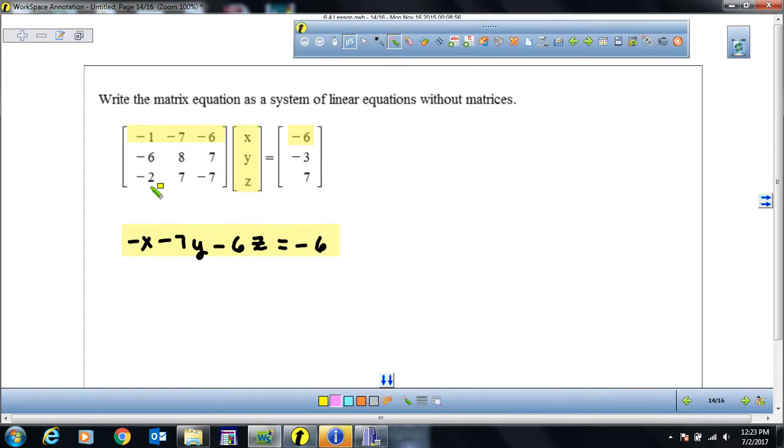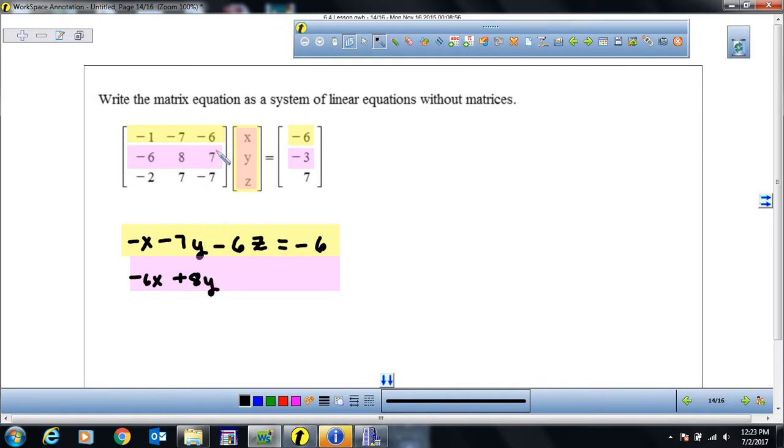Now we're going to do the second row. Second row times the column is going to give us the second equation. And of course that equals the -3. -6 times X is -6X. 8 times Y is plus 8Y. 7 times Z is plus 7Z, and that equals -3.